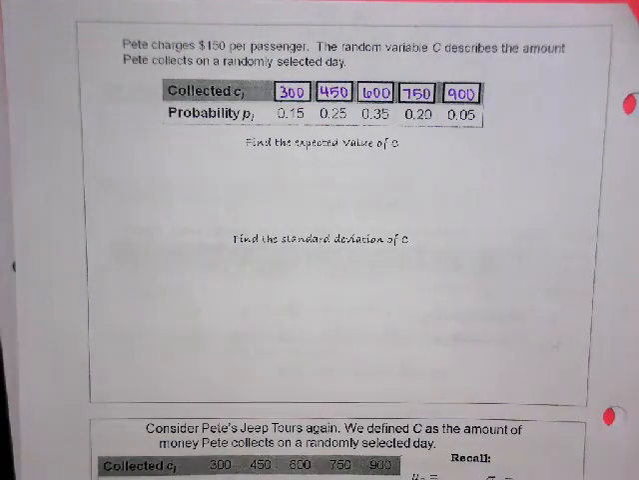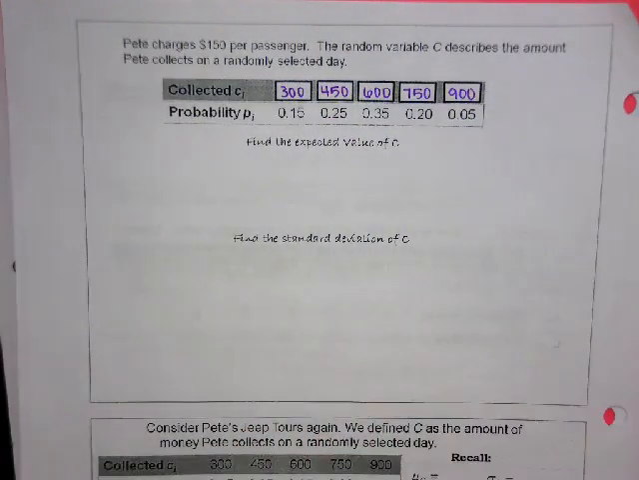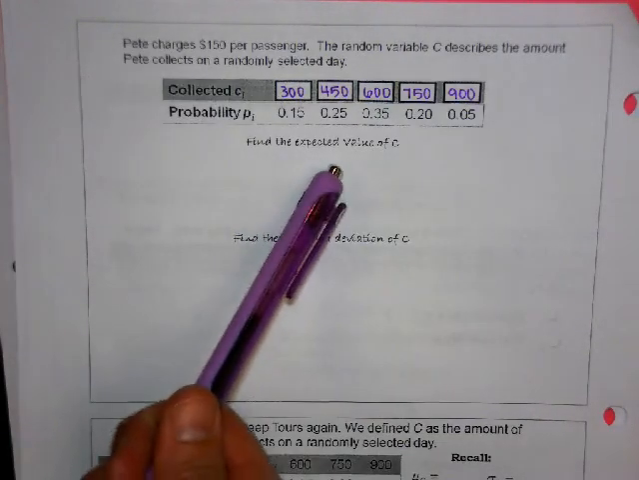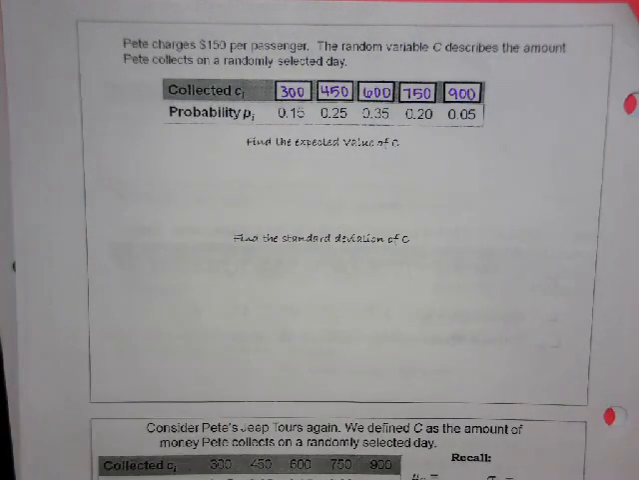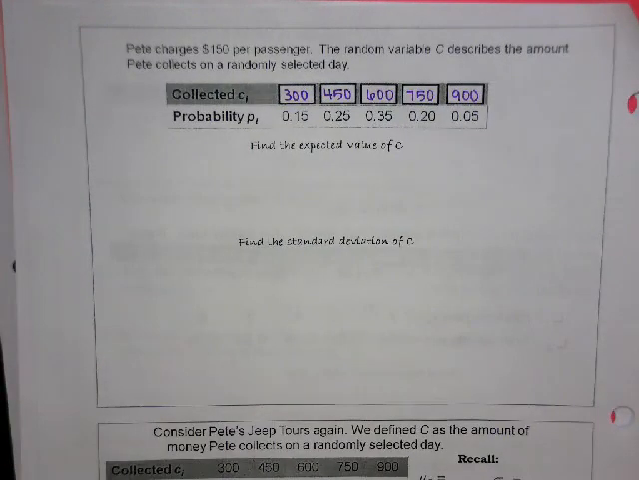So now that you see how much money he would collect based on the number of passengers, I want you guys to please find the expected value of C, so the expected value of how much money he collects, and the standard deviation.